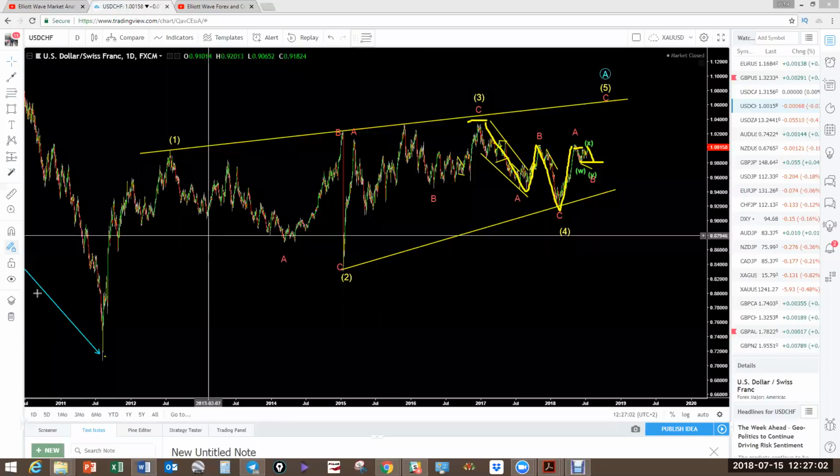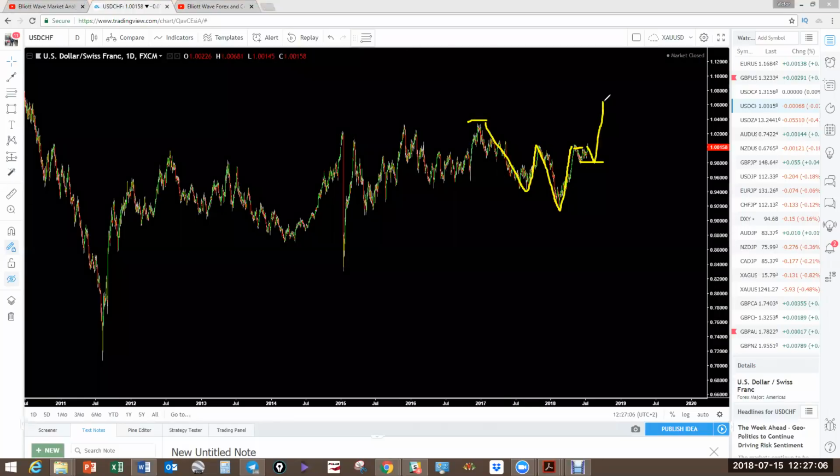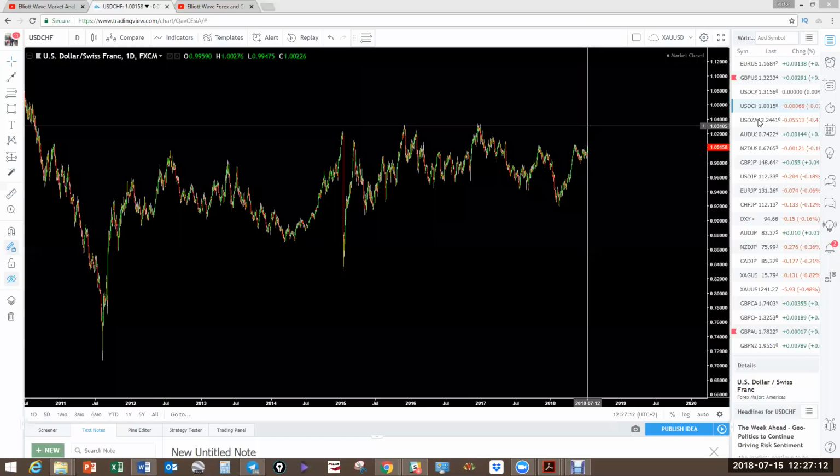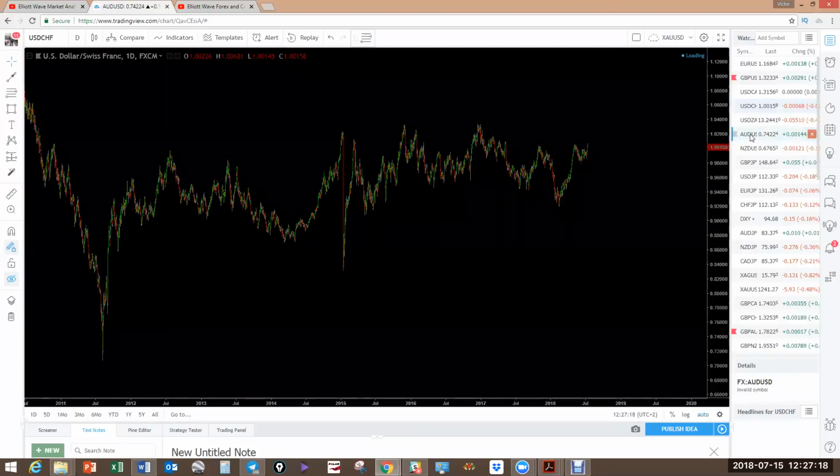Just get the labeling off there. We just want it to do that and then go and complete that wave 5. Okay, so the weakness in the US dollar is short term here. All right, so let's look at the rest. That's US dollar CHF. We look now at AUD US dollar.